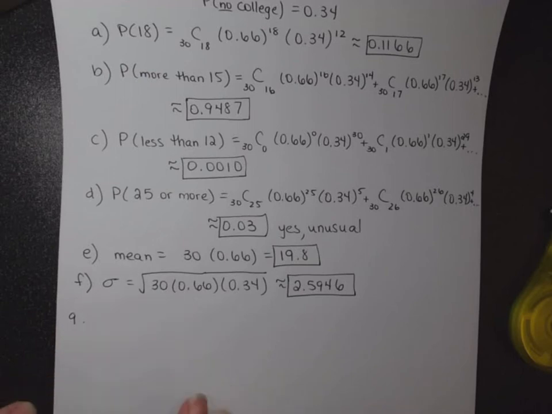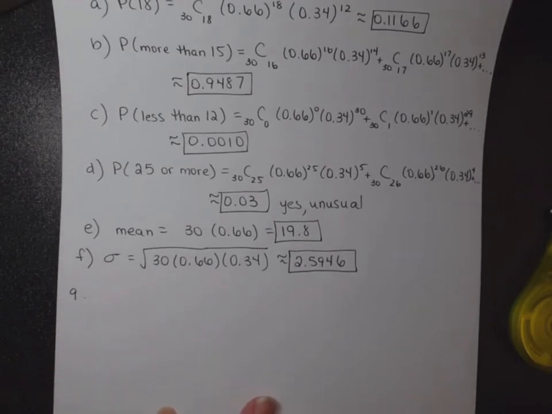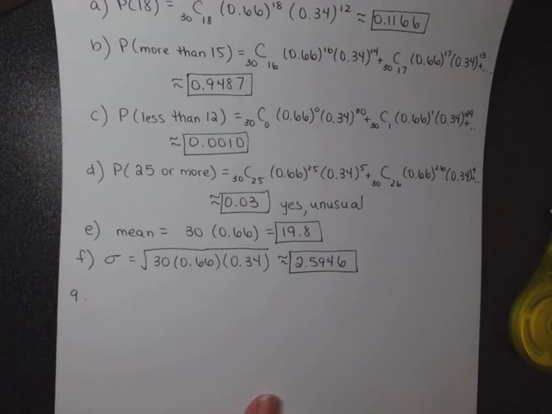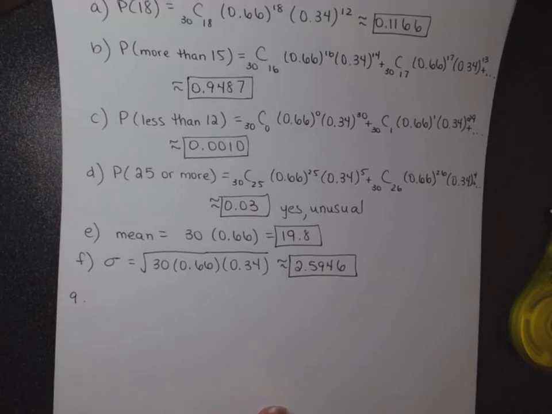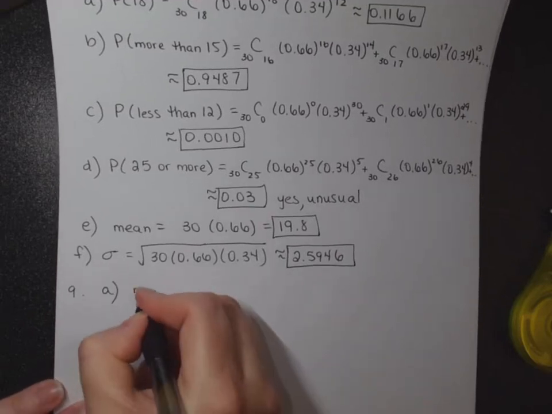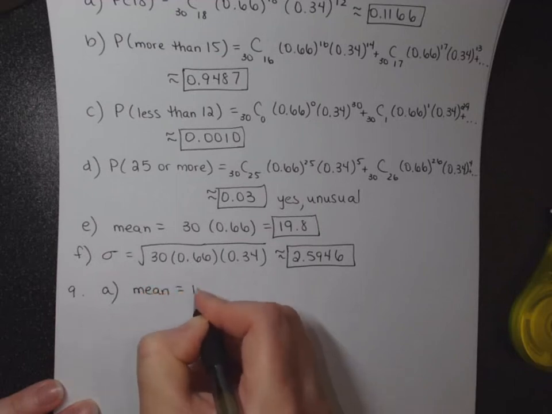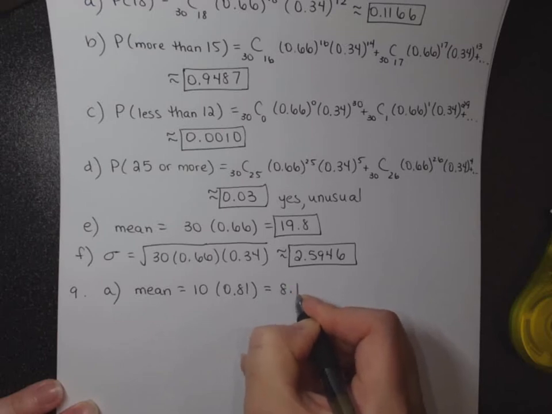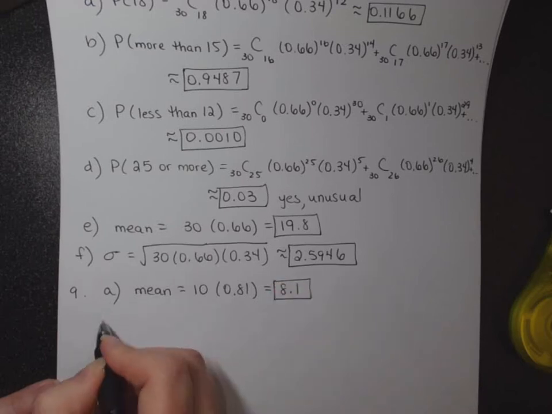Number 9. All right, so this one's a lot quicker. We're done with all the combination problems, thank the Lord. So on number 9, what is the mean number? Notice 81% of people said their jobs were stressful, 10 workers were chosen at random. So the first question is, what's the mean number who find their job stressful? So you're going to have to take the 10 people they asked times the 81%. So right around 8.1 out of 10 say their job is stressful.